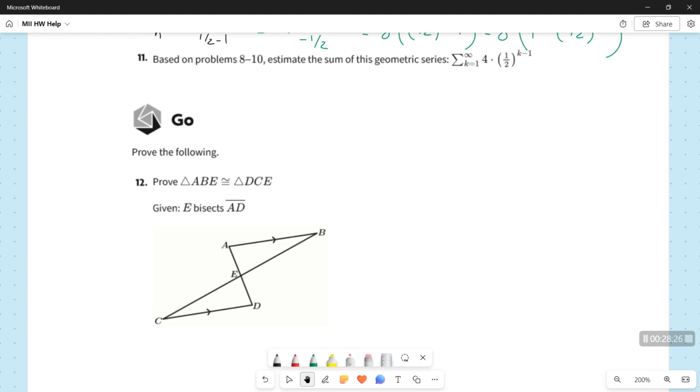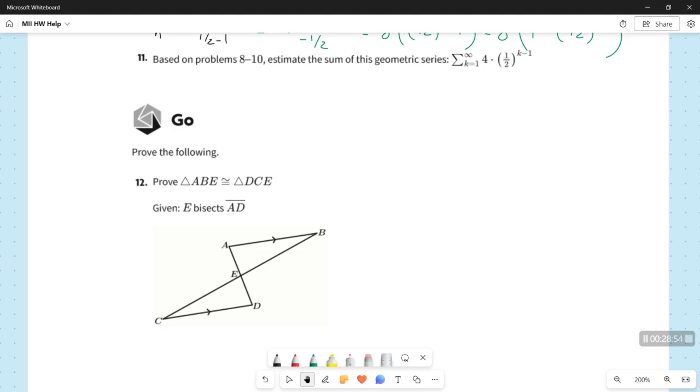Question 11. Question 11 says, based on problems 8 through 10, estimate the sum of this geometric series, where the sum goes from k equals 1 to infinity of 4 times 1 half to the k minus 1. So we didn't do question 9, but I think it's still going to be okay for us to take a look at this problem.